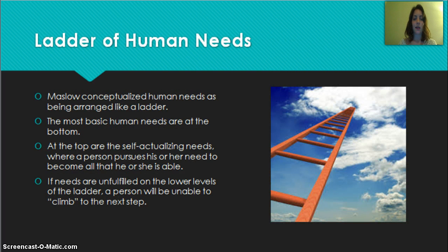Maslow's hierarchy of needs theory can be conceptualized like a ladder of human needs. The most basic human needs are at the bottom, and at the top are the self-actualizing needs, where a person pursues his or her need to be the best person that he or she is able to be. However, if lower level needs are unfulfilled, a person is not going to be able to climb up to those higher levels, to those self-actualizing levels in life.